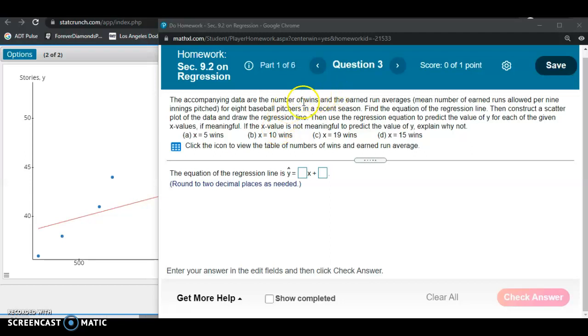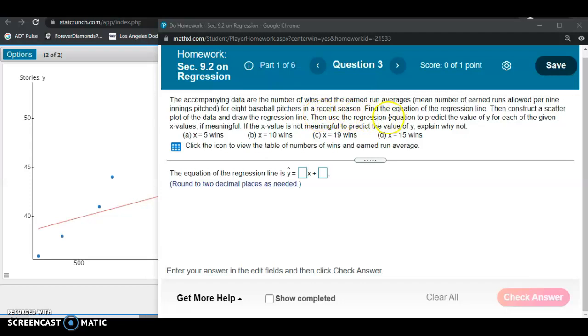Let's go ahead and look at another example from section 9.2 on regression. So this is problem 3 from the homework in that section. It says that the accompanying data are the number of wins and the earned run averages, which is the mean number of earned runs allowed per 9 innings pitched for 8 baseball pitchers in a recent season.